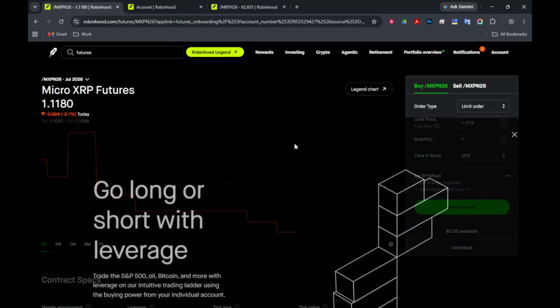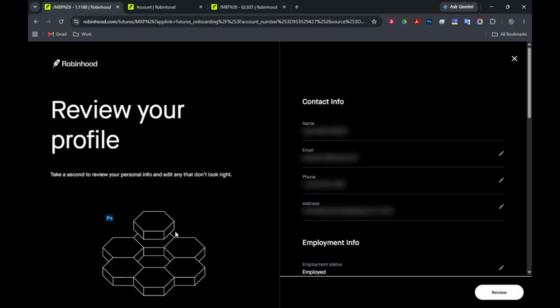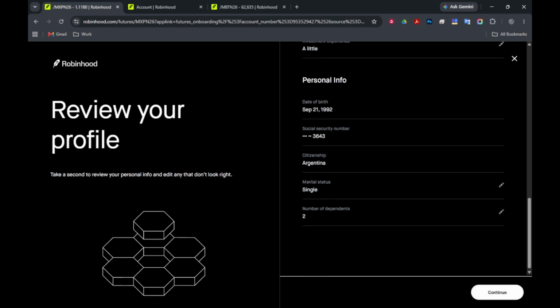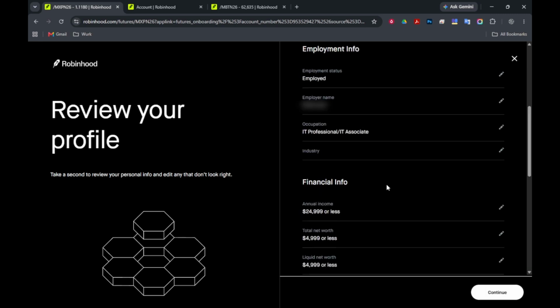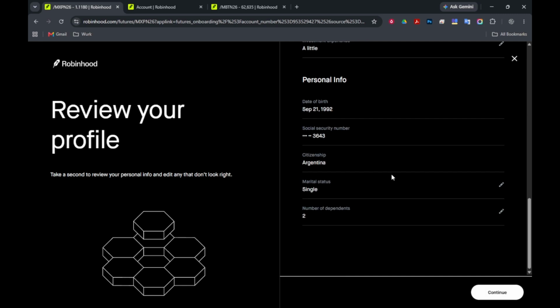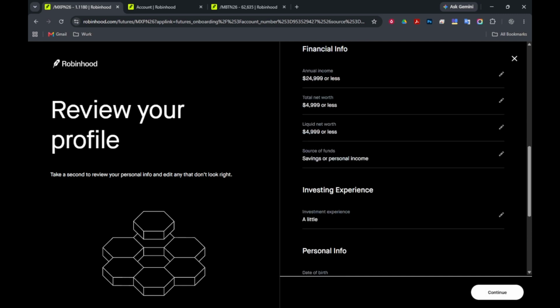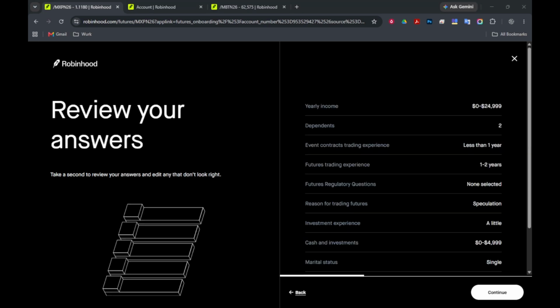With the application open, the next step is to complete it. Robinhood will ask you a series of questions. These will cover your investing experience, financial situation, trading knowledge, and risk tolerance. Answer these questions honestly and thoroughly before submitting the application. This honesty is crucial as it helps Robinhood assess your readiness and suitability for futures trading. Remember, being truthful here is not just about compliance, but it also ensures you're protecting yourself from taking on more risk than you can handle.